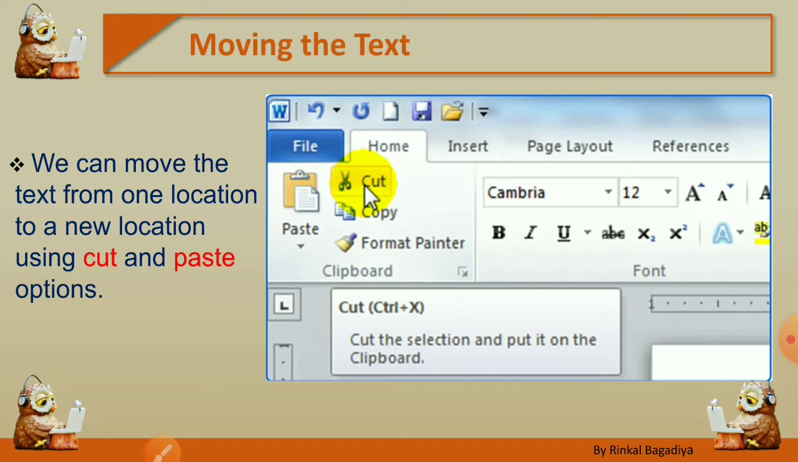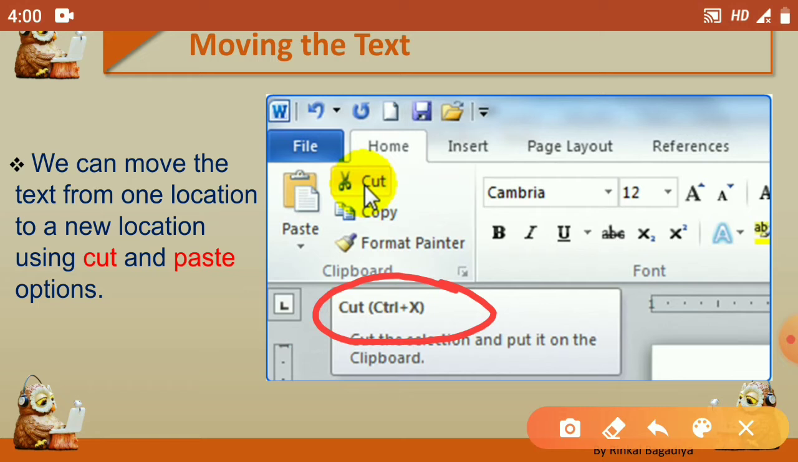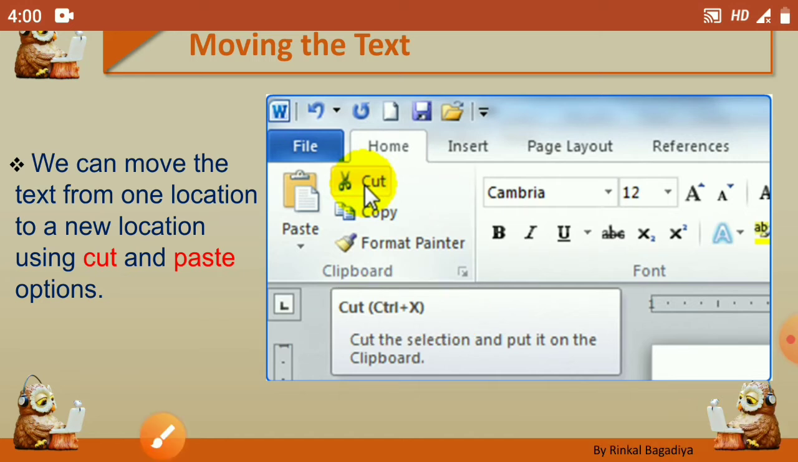For this you can also use a shortcut key from the keyboard, which is Ctrl plus X. Use the Ctrl and X keys together to cut your text from the document. After cutting, the text will disappear because it is cut. And now place your cursor at the location where you want to paste the text. After you put your cursor at that location, click on the Paste option.